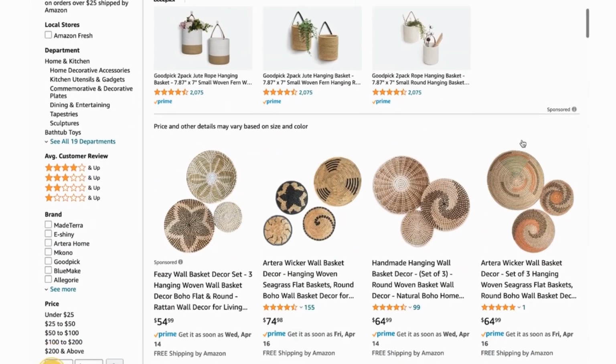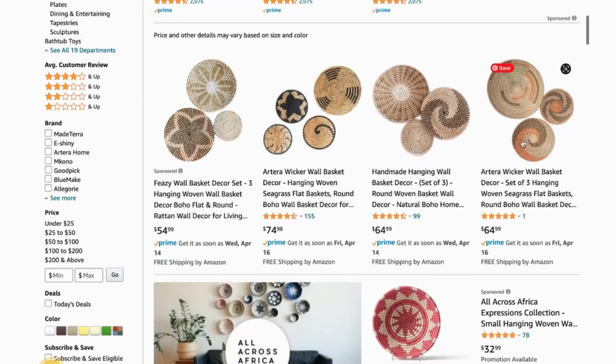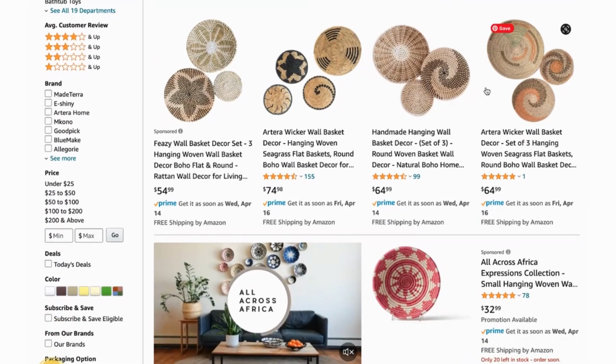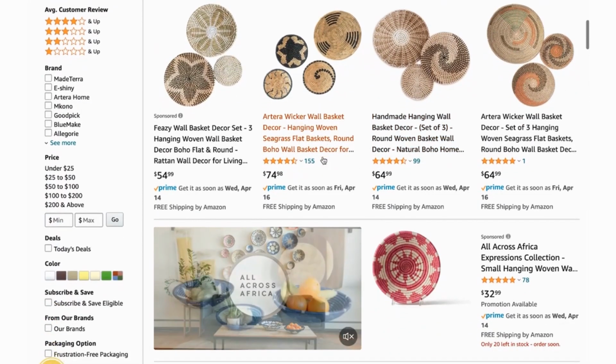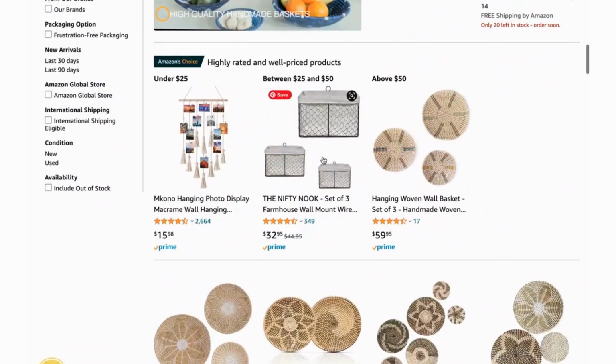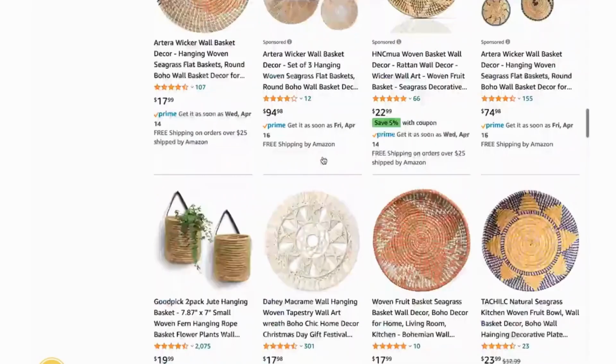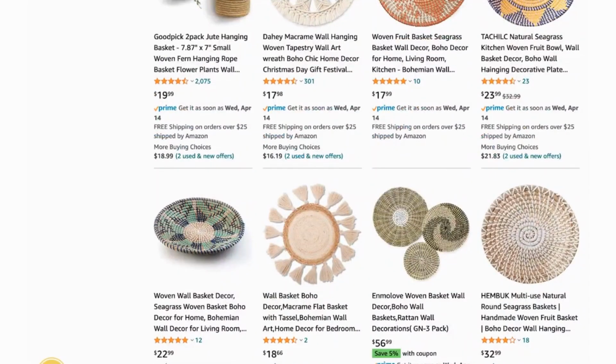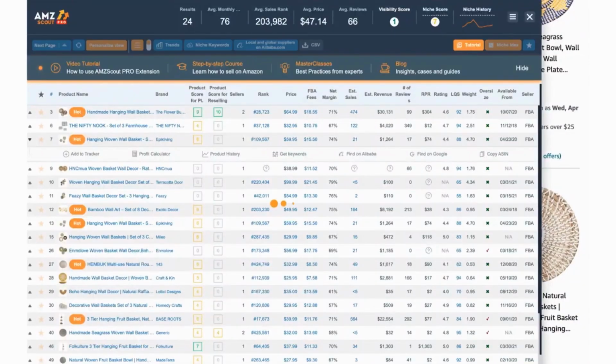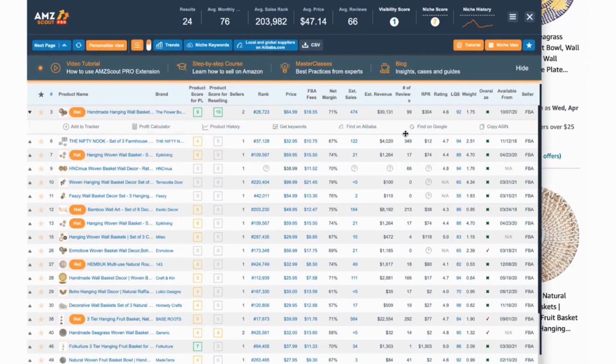And when I scroll down, I see a lot of similar product listings. So they look slightly different, but as you can see, there's so many similar products that are competing in this niche for that specific keyword. So I'm going to click on the AMZScout tool just to see what it shows me. And this is the result that I get.